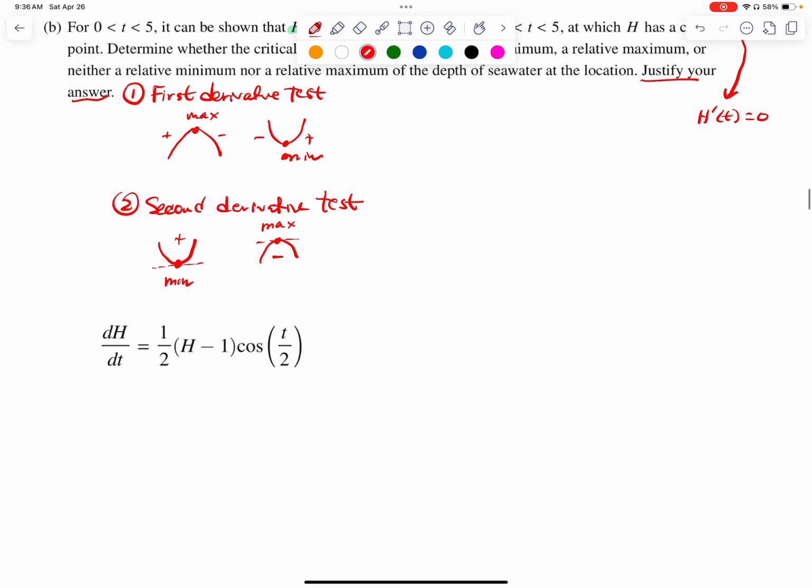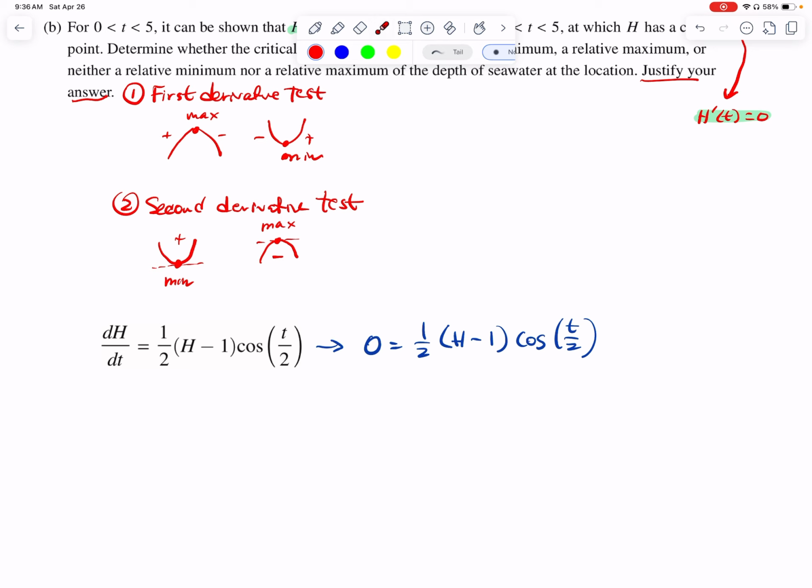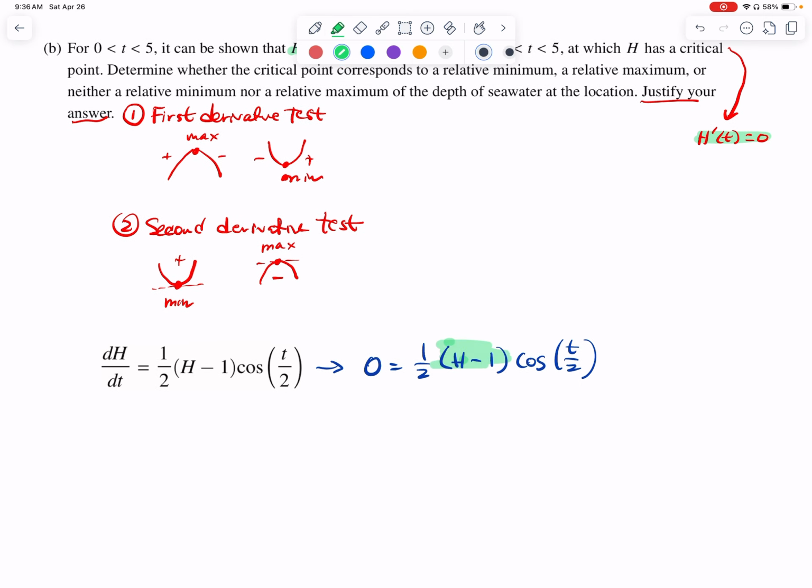And as I said, this is what we're talking about, that h prime of t, which is the dh/dt, is equal to 0. So if I try to set this equal to 0 and solve, 0 is equal to 1/2 (h minus 1) times the cosine of t over 2. First thing to notice is it's already factored, right? So the zero product property implies that maybe the first quantity is 0, or maybe the second one is 0.